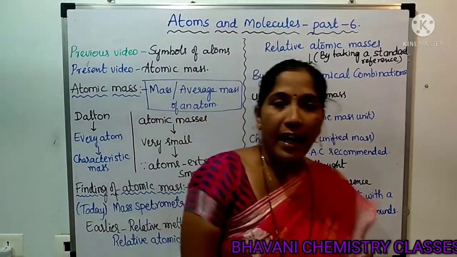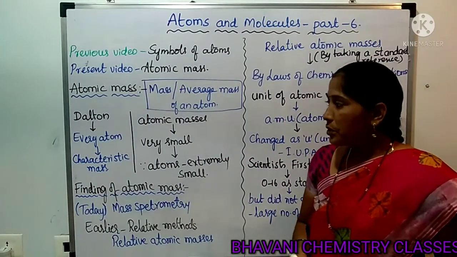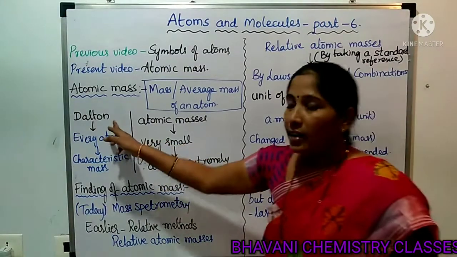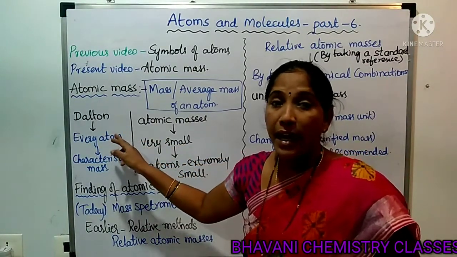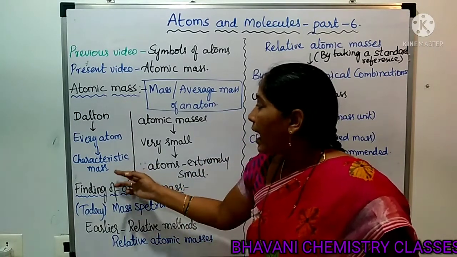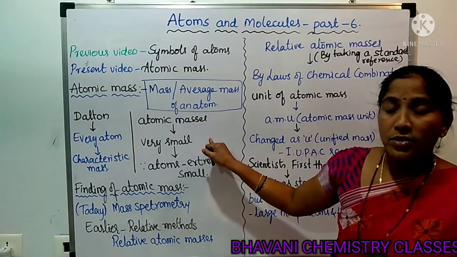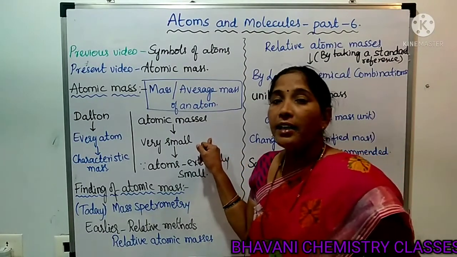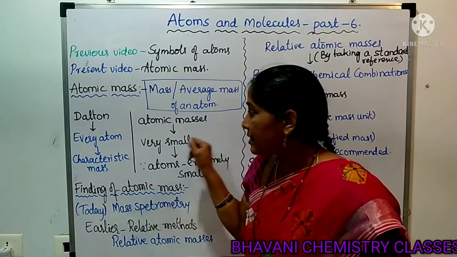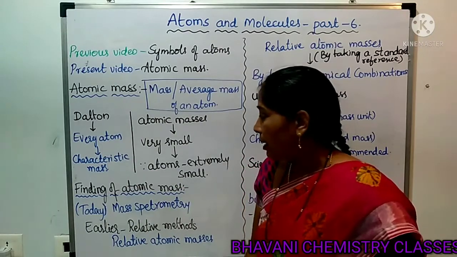But how the atomic mass was determined initially, and all the story, we are going to see now. According to John Dalton, every atom has its own or specific atomic mass value. And atomic mass values are very small. Students, why they may be small? Because the atoms are extremely small. That is the reason the atomic mass value is also very small.